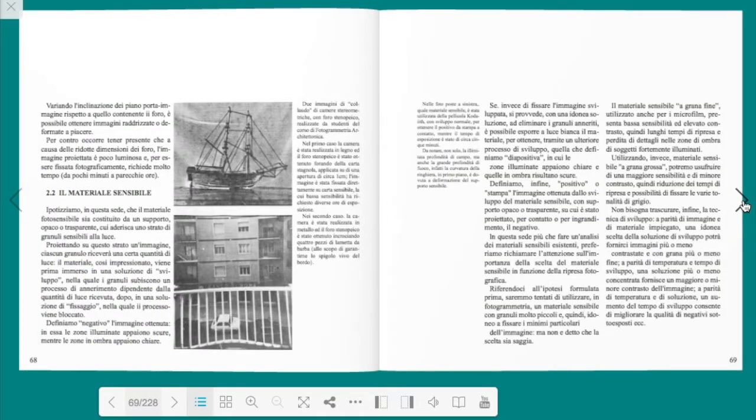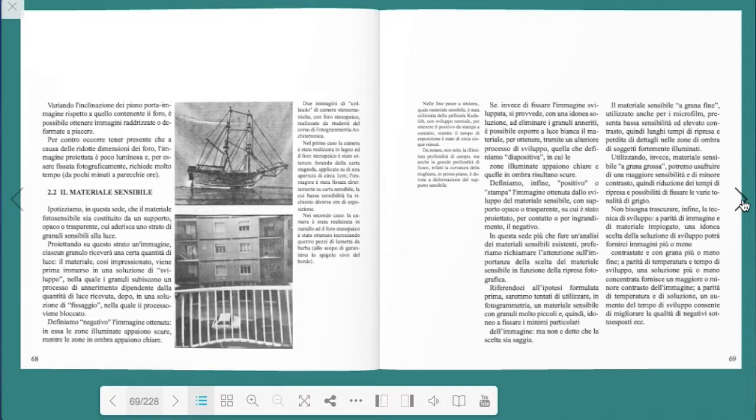Page 68. By varying the inclination of the image holder plane, with respect to the one containing the hole, it is possible to obtain straightened or deformed images at will. On the other hand, it should be borne in mind that, due to the small size of the holes, the projected image is not very bright and, to be photographically fixed, it takes a long time, from a few minutes to several hours. 2.2. The sensitive material.